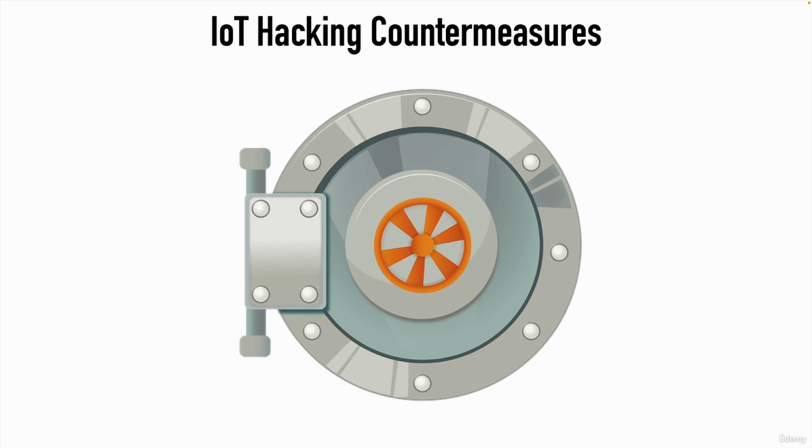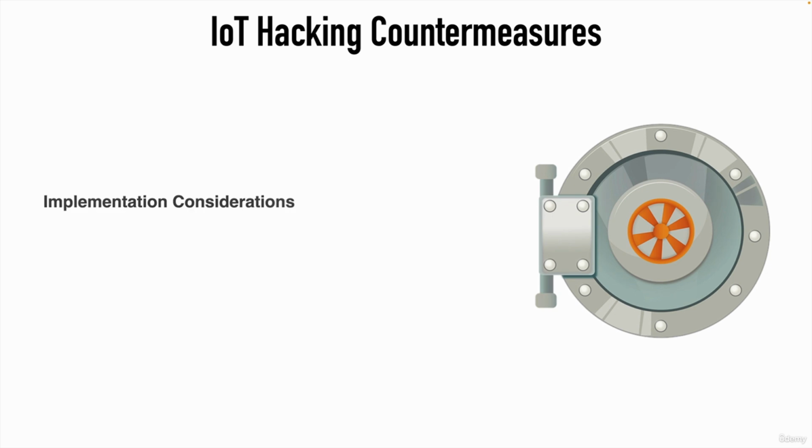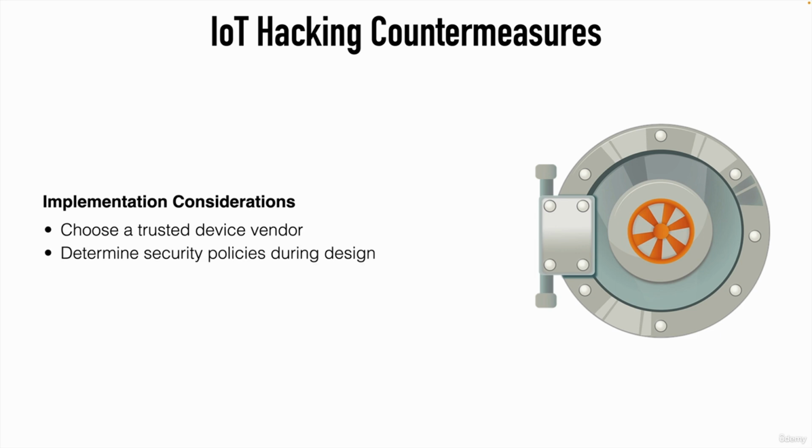Let's look at some IoT hacking countermeasures now. These are important considerations and recommendations for any enterprise network that is employing IoT devices. If we're implementing a new IoT device into our existing network, this would begin with choosing an IoT vendor that is trusted in regard to their device security. We've mentioned already that many of these devices are not initially designed with security in mind. So we should do some due diligence and perform some research to determine the vendor's security policies during design and development, and also how they maintain their ongoing security compliance.